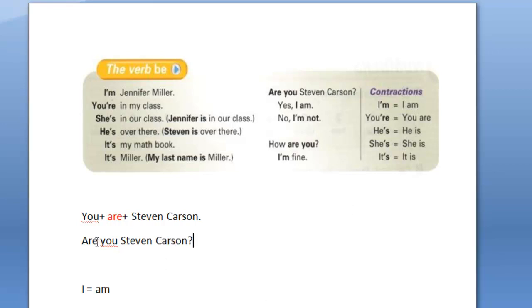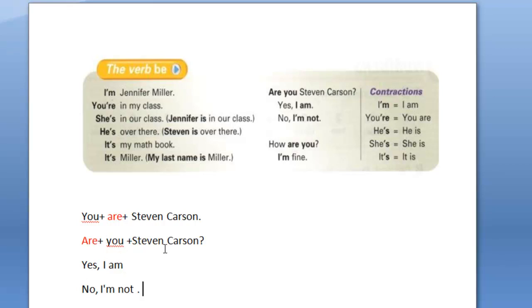So that's very simple. What we did was we added the verb to be at the very beginning, that is before the pronoun, and then we have the pronoun, and then whatever it is that we're asking. In this case, I am asking, are you Stephen Carson? And our response is going to vary depending on what we're asking. It could be a positive response, it could be a negative response, as you can see there. And so the response may be yes, I am, or no, I'm not. And this will vary depending on the pronoun.